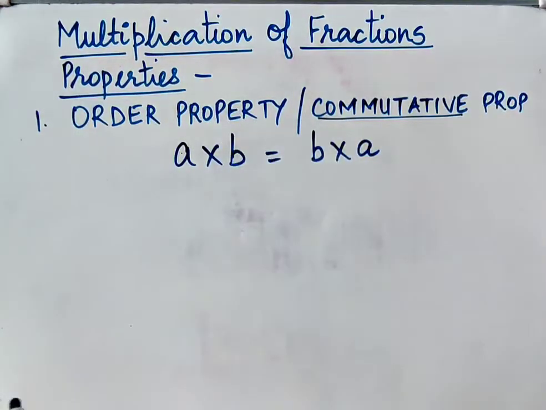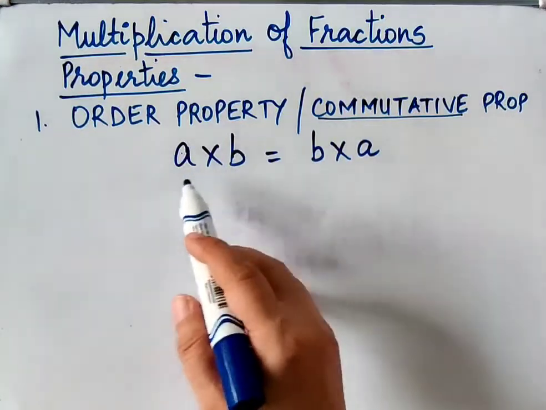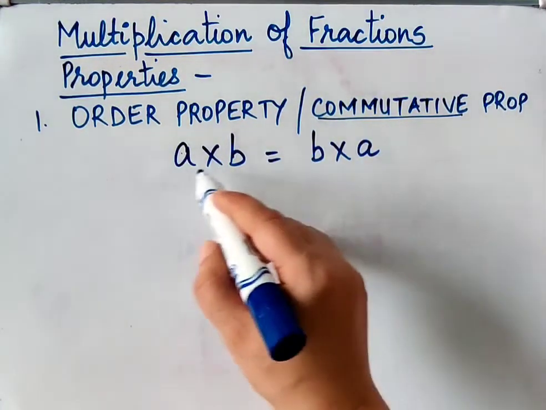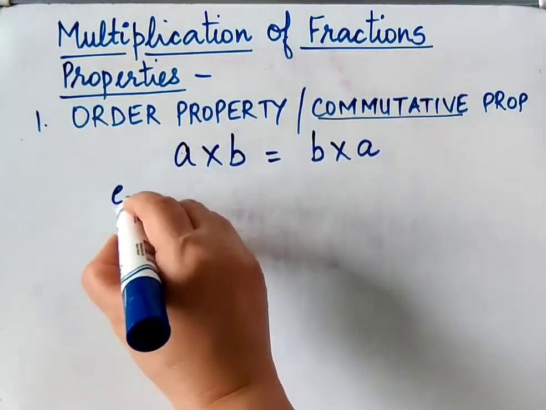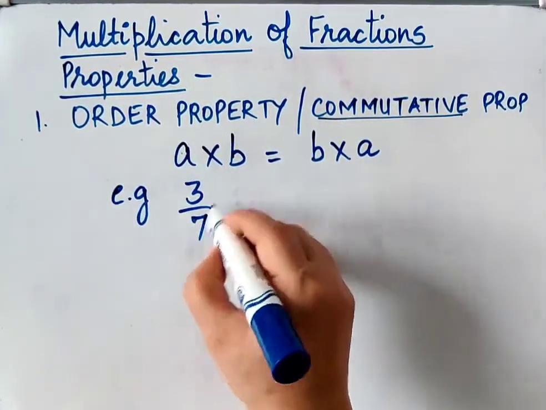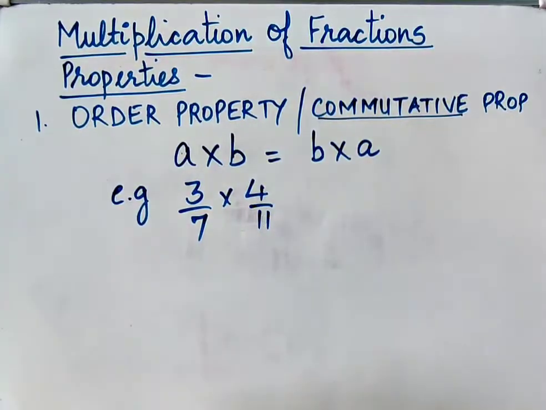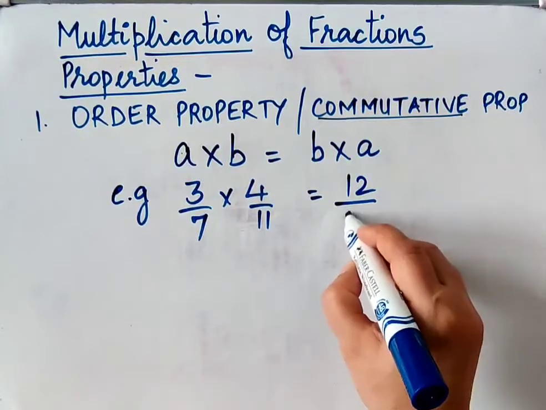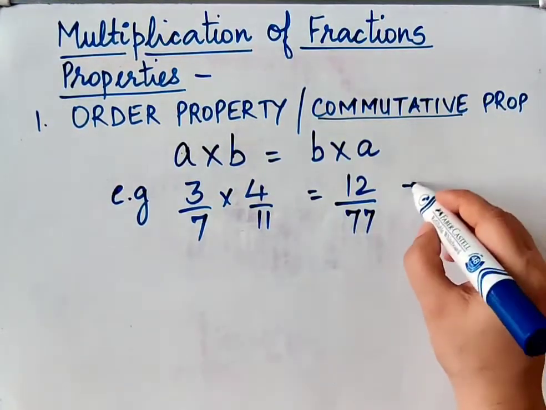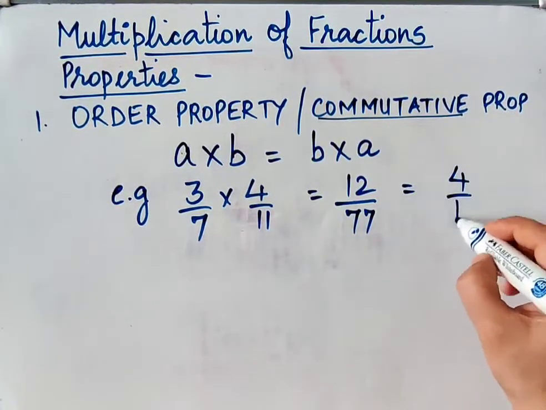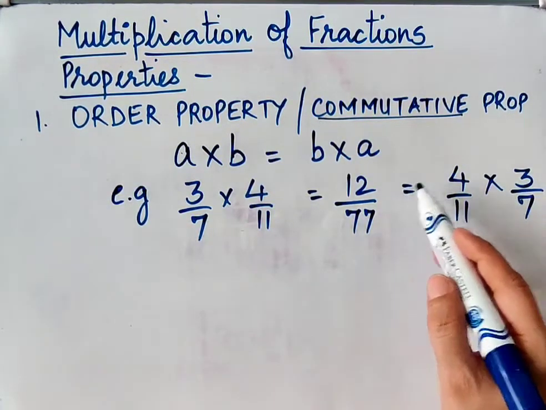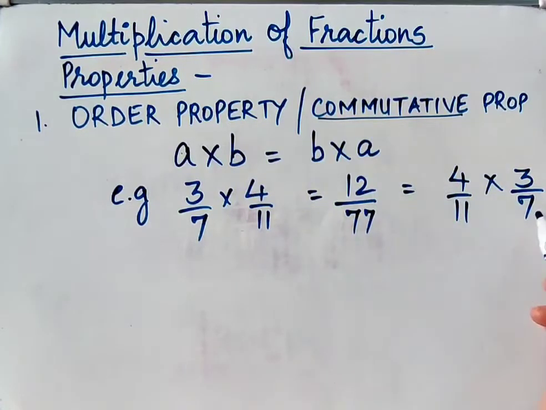First is the order property or the commutative property, which says that fractions can be multiplied in any order. The product remains the same. Suppose we are given two fractions 3 by 7 into 4 by 11. This will be 3 into 4, that is 12, by 7 into 11, 77. You change the order to 4 by 11 into 3 by 7. Again the answer will be the same, that is 4 into 3, 12, 11 into 7 is 77.